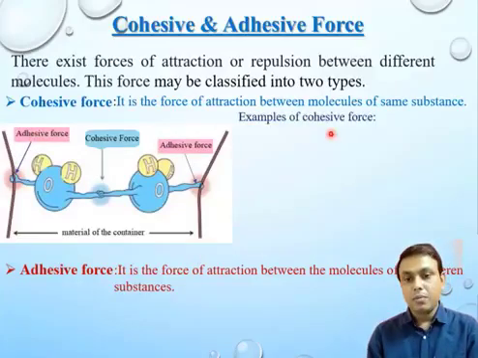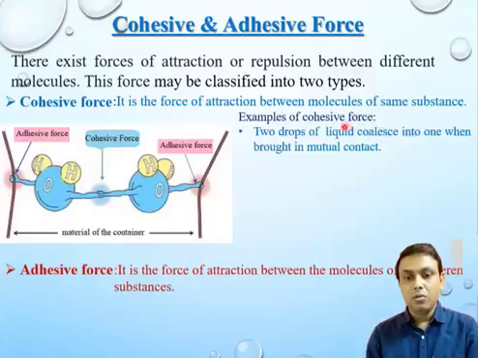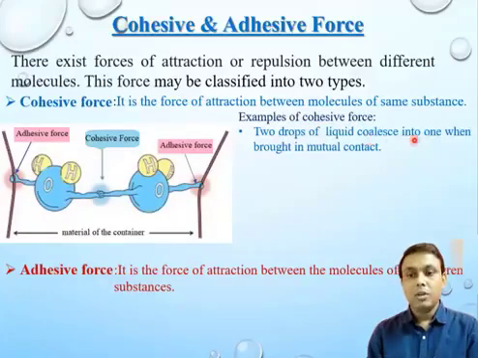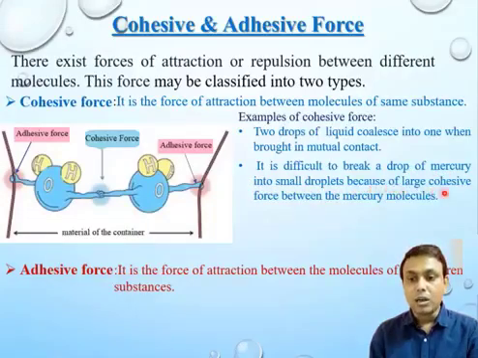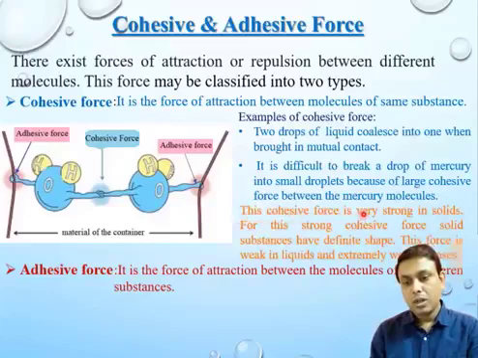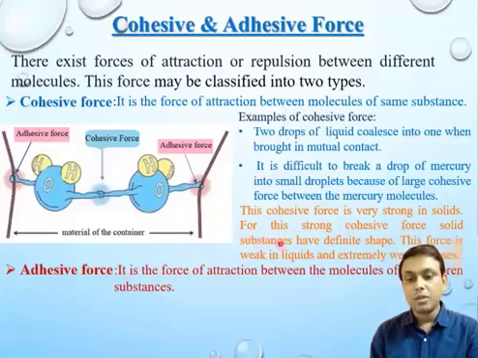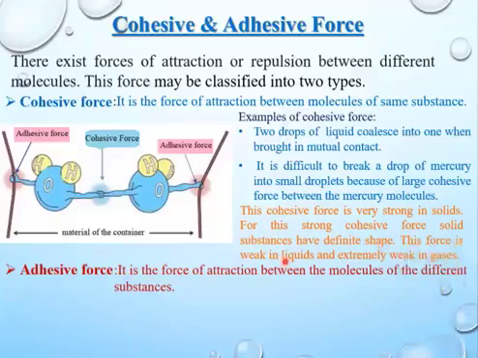Now, some examples based on cohesive force. We know that two drops of liquid coalesce into one when brought into mutual contact. Similarly, we know it is very difficult to break a drop of mercury into small droplets. This is also due to the large cohesive force between the mercury molecules. Now, this cohesive force is very strong in solids. For this strong cohesive force, solid substances have definite shape. This force is weak in liquids and extremely weak in gaseous substances.